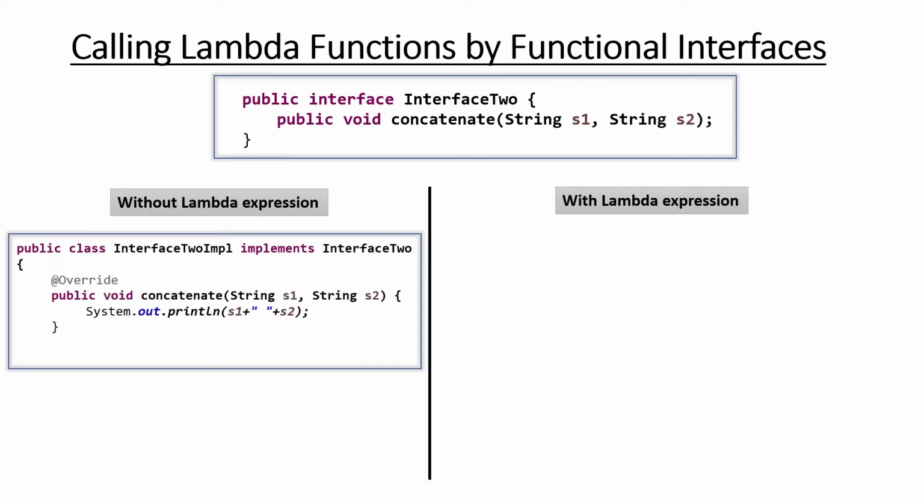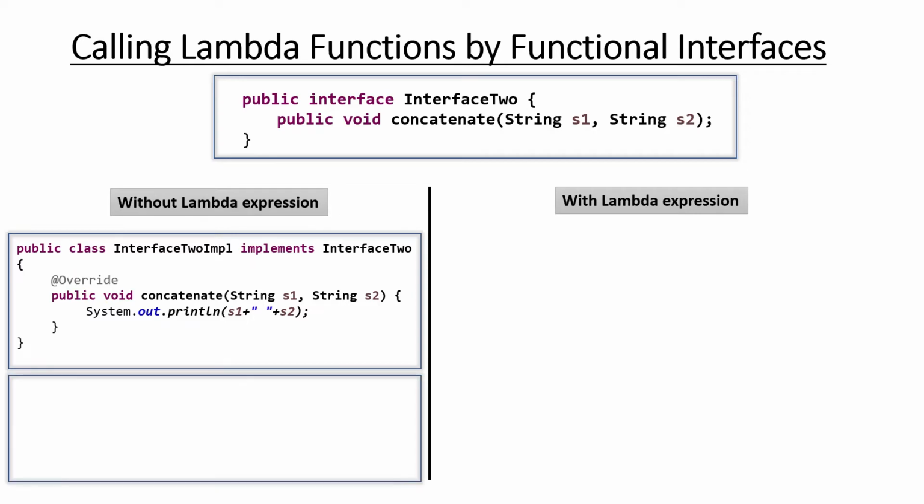Public class Interface2Impl, which implements the Interface2, and here we have overridden the abstract method concatenate. This method takes two input parameters and prints a single string which is obtained by concatenating the two input strings. Now, if you want to call this method, you have to write code to instantiate the Interface2Impl and then call the method concatenate. So your code will look something like this.